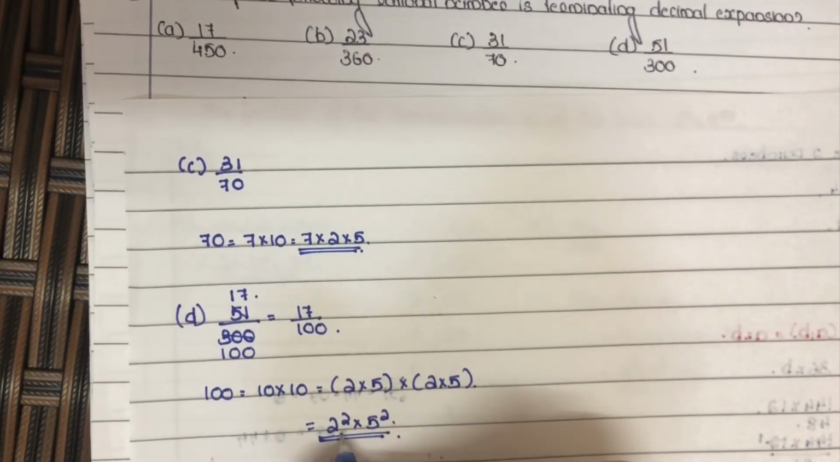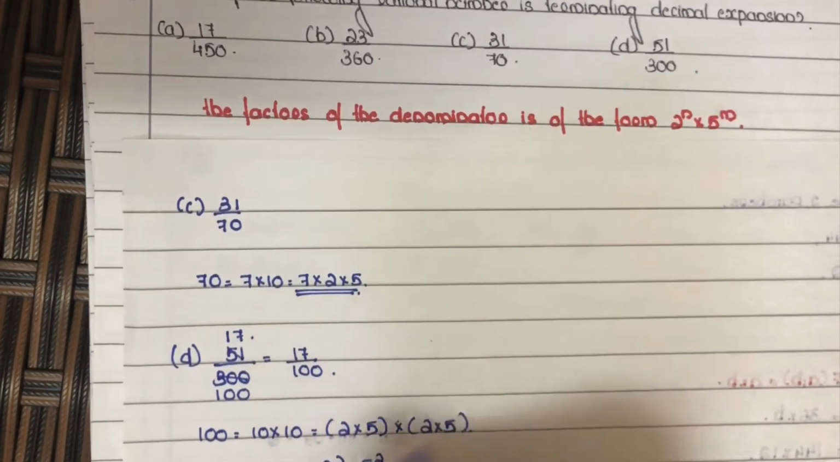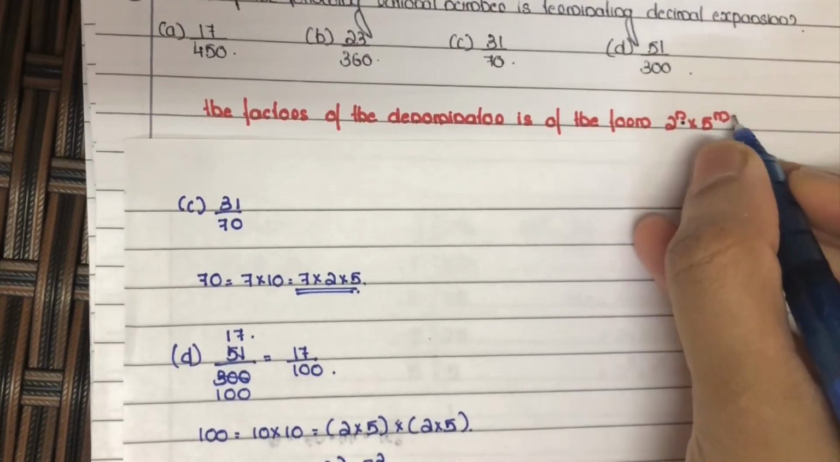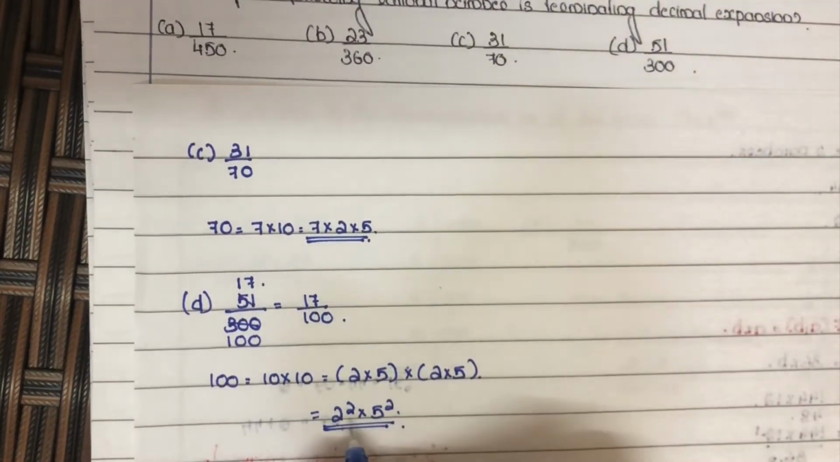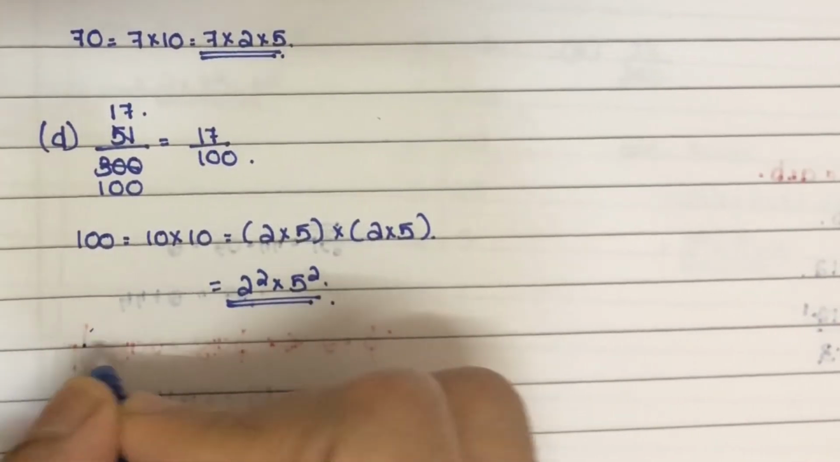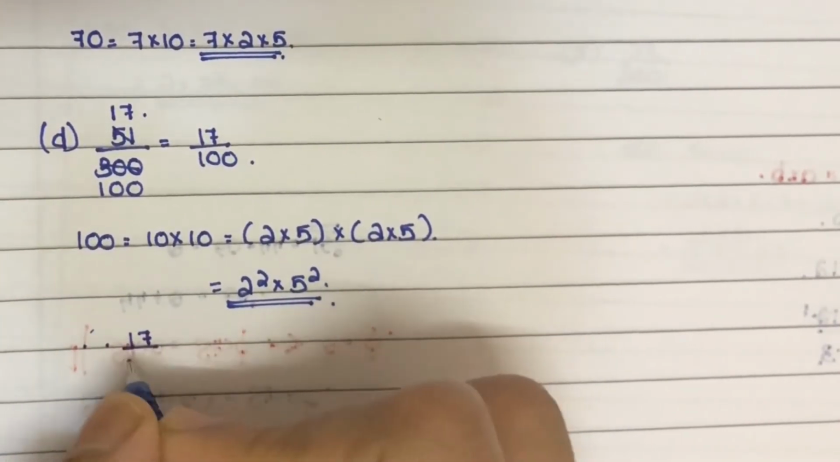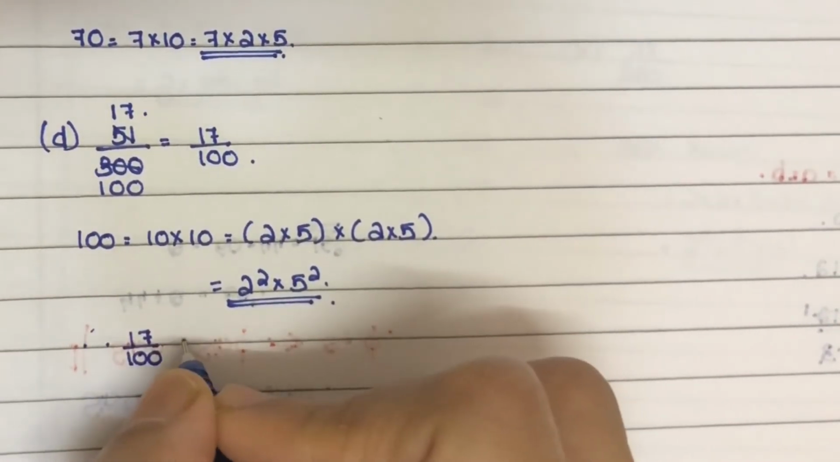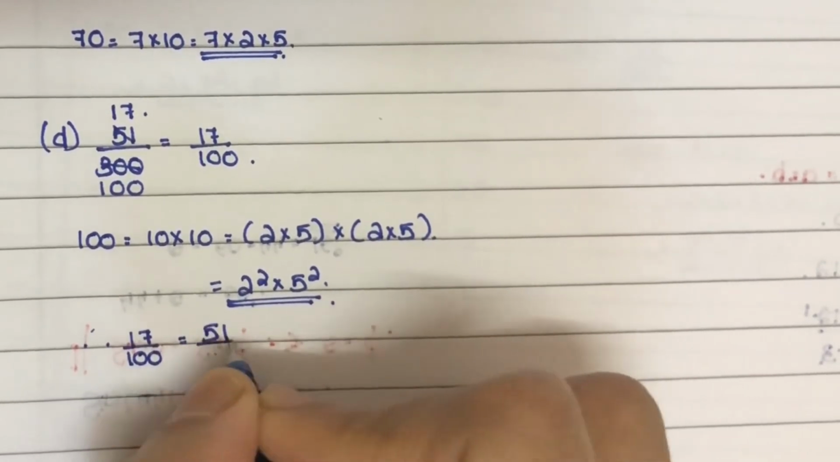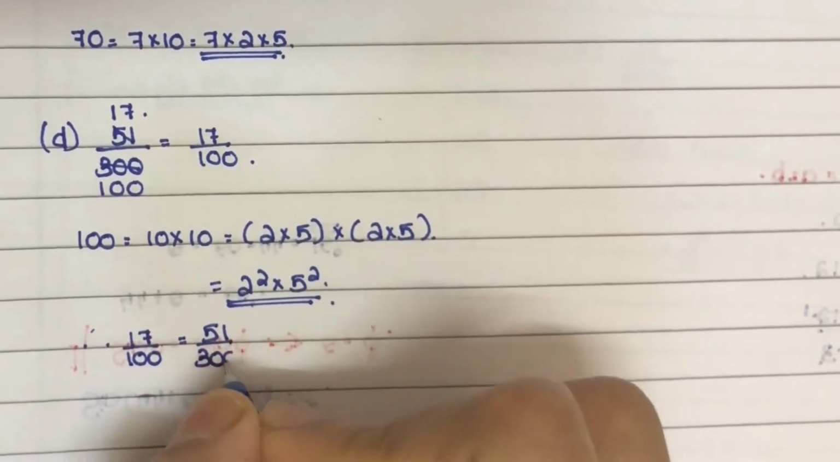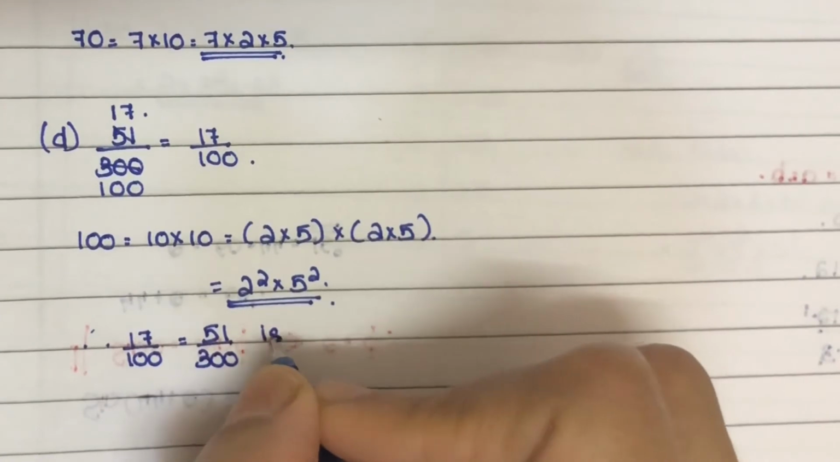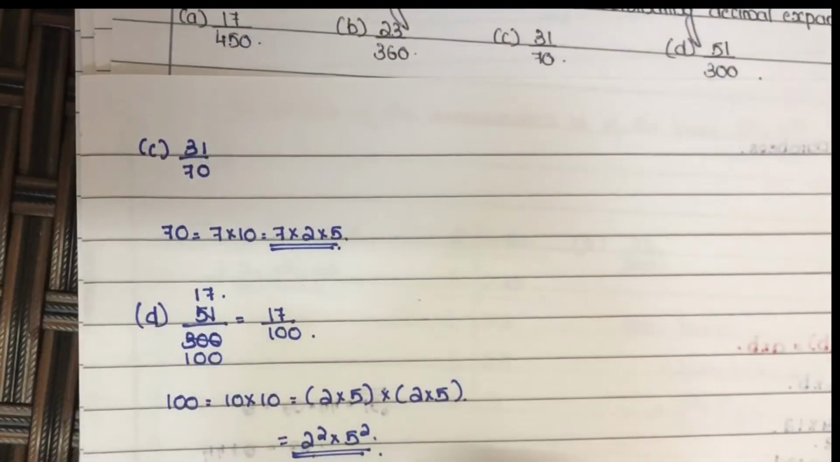That is, the denominator is in the form 2 raised to n into 5 raised to m, isn't it? Now, therefore 17 by 100, that's equal to 51 by 300, is a terminating decimal. So the answer is option D.